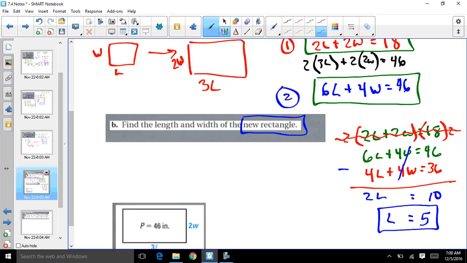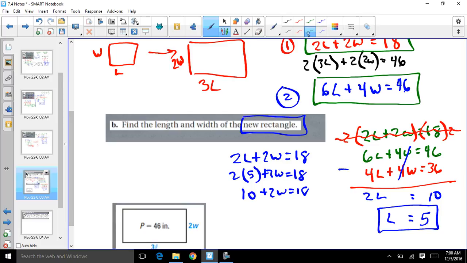Now that I know L equals 5, I can go back and say 2L plus 2W equals 18. I put in 5 for L. So that's 10 plus 2w equals 18. I subtract 10 on both sides. This is an 18, so now 2w equals 8. I divide by 2 on both sides, and I find out that w equals 4. Okay, so that's my solution.